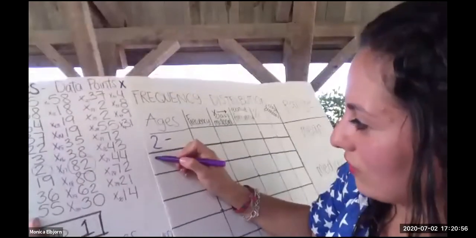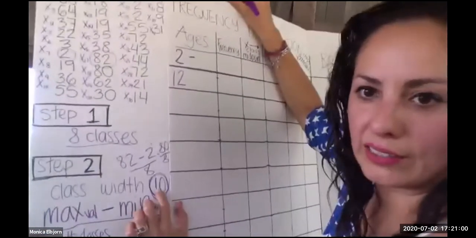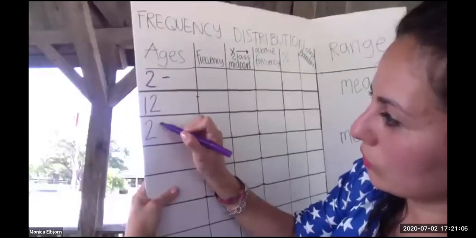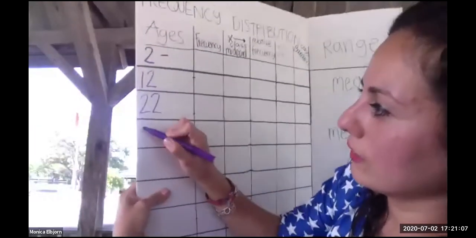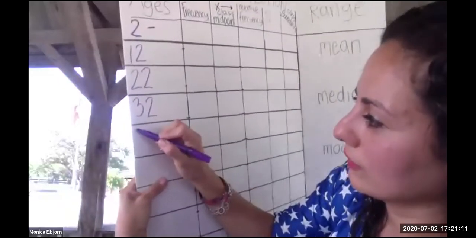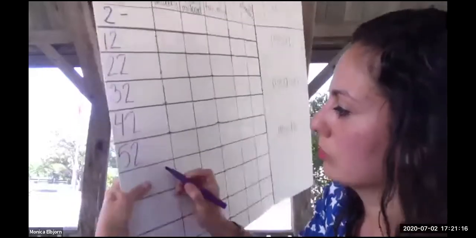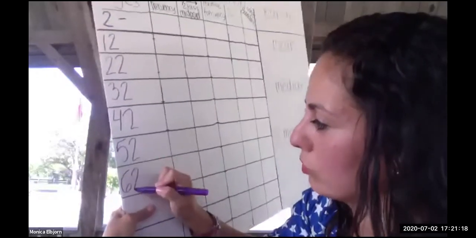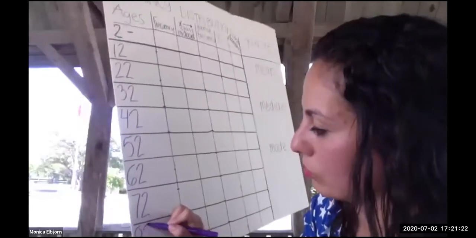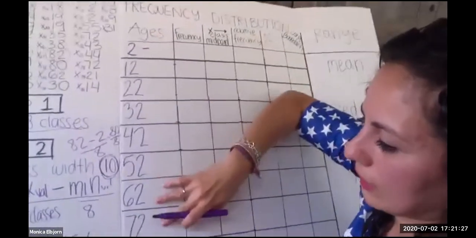And then plus our class width that is 10. So we got 22, plus 10, 32, plus 10, 42, plus 10, 52, plus 10, 62, plus 10, 72, plus 10, 82. So here I got my 2, 4, 6, 8, 9.